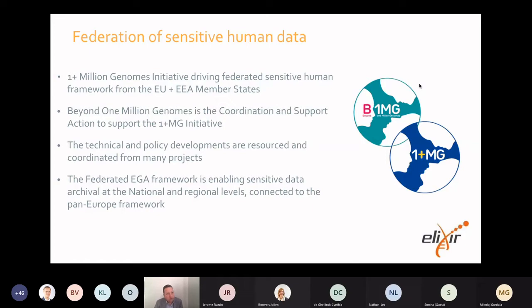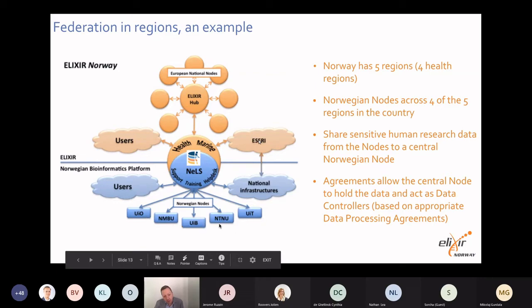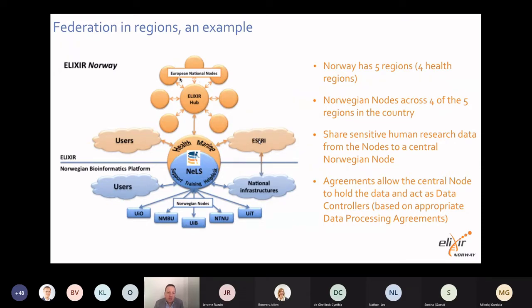So in the last couple of minutes of this presentation, I'd like to give an example. And where I'll focus on is ELIXIR Norway. So ELIXIR Norway has 5 regions overall, 4 health regions. And if we look at the structure of the ELIXIR Norway infrastructure, then the objective is to have a national node for the European Genome Phenome Archive with a national database here. But it's connected to 4 of the Norwegian regions represented by these nodes at the bottom. There's 5 different institutes, I understand, but 2 of these are in Oslo. So these represent 4 of the Norwegian regions. So this is ELIXIR infrastructure allowing us to access data that's in regions and regionalized across Norway, shared with a central European node into the pan-European framework using the ELIXIR AAI, which is another technology.